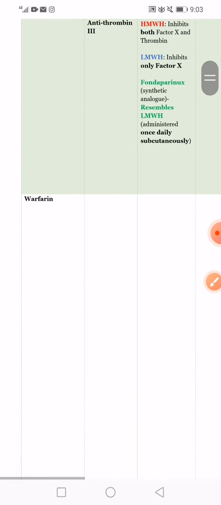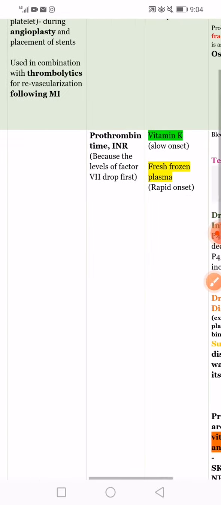So we're done with heparin. We can talk about warfarin, and the reason we are talking about this immediately after this is because warfarin is very important and is used for chronic anticoagulation. So the indications will be different, but will also be same in certain areas.